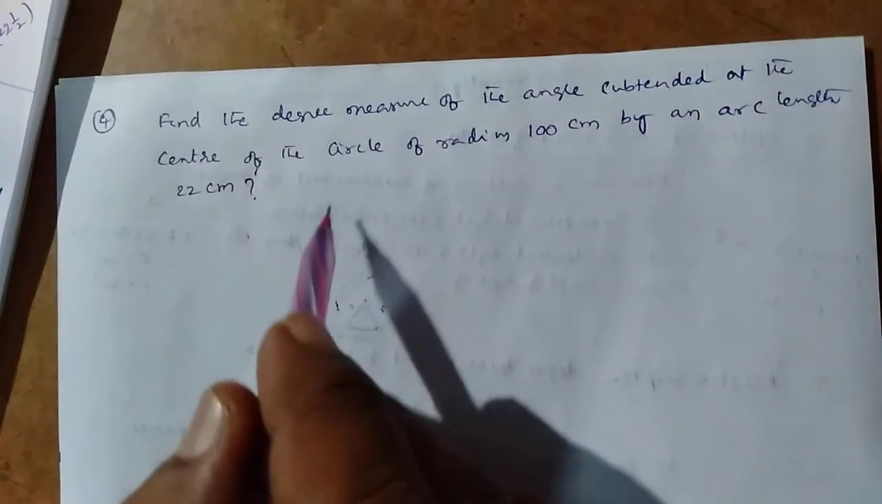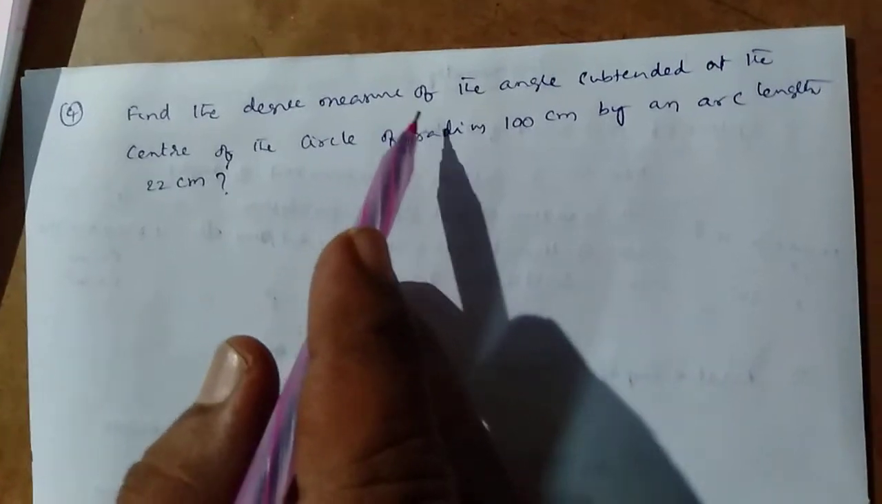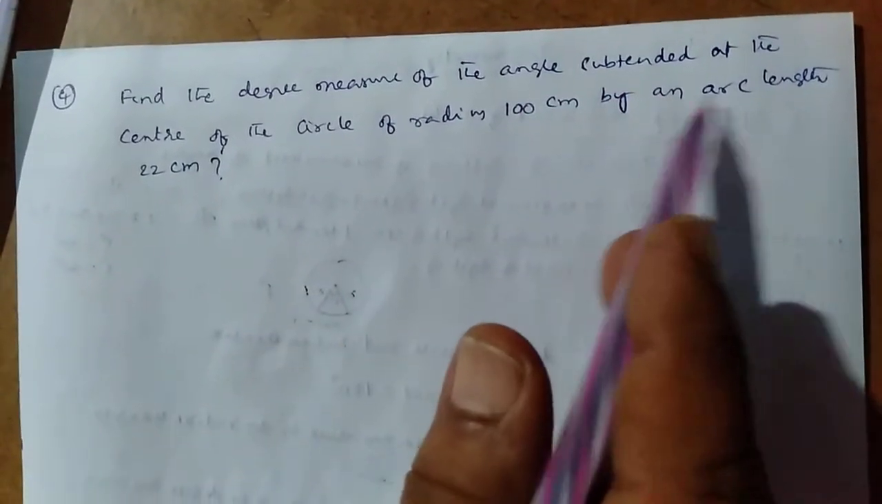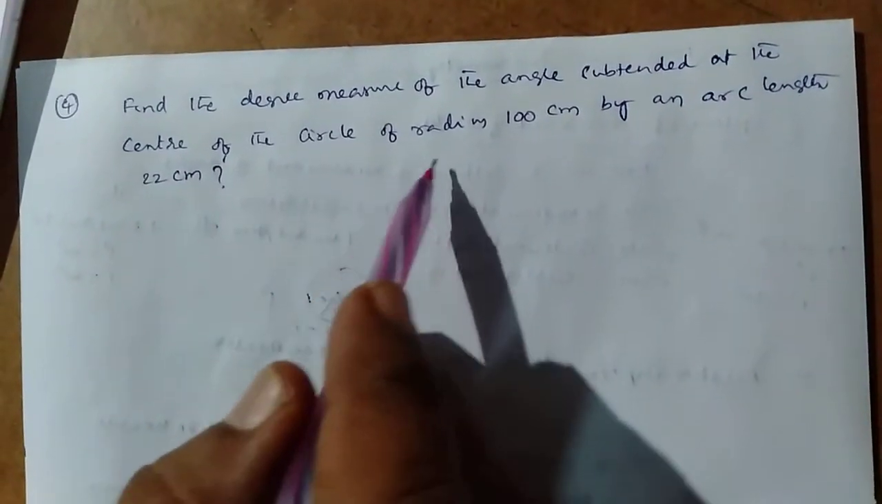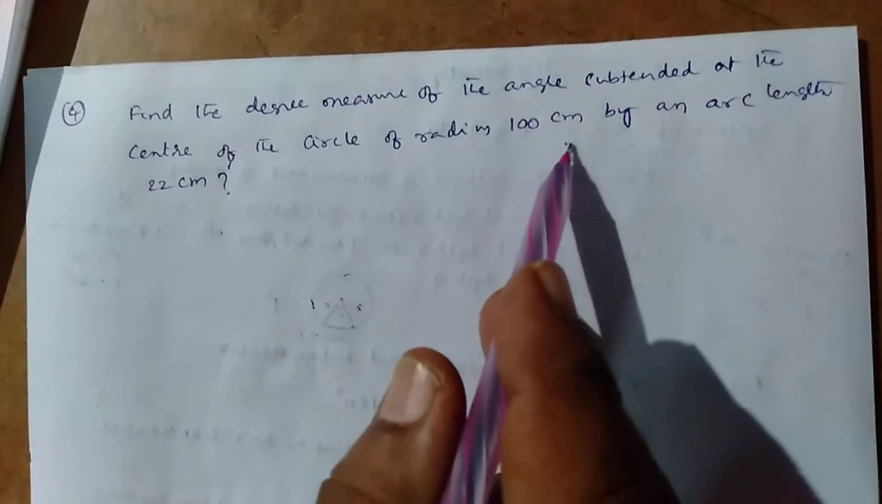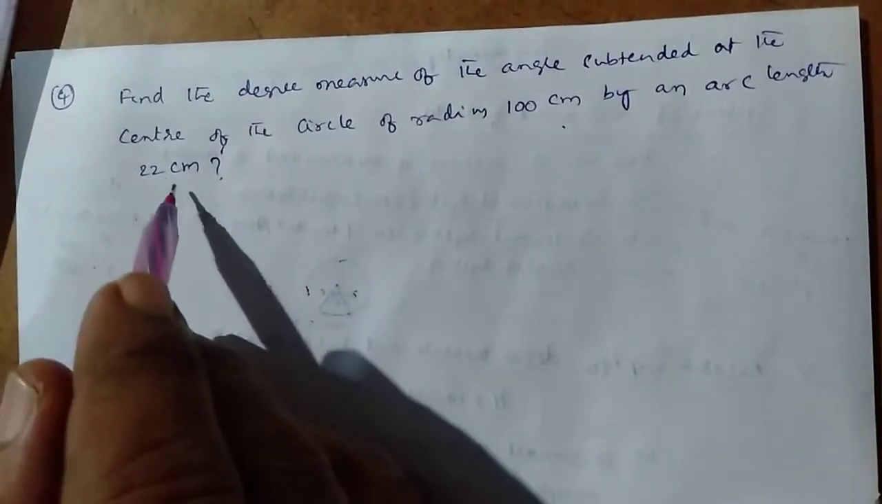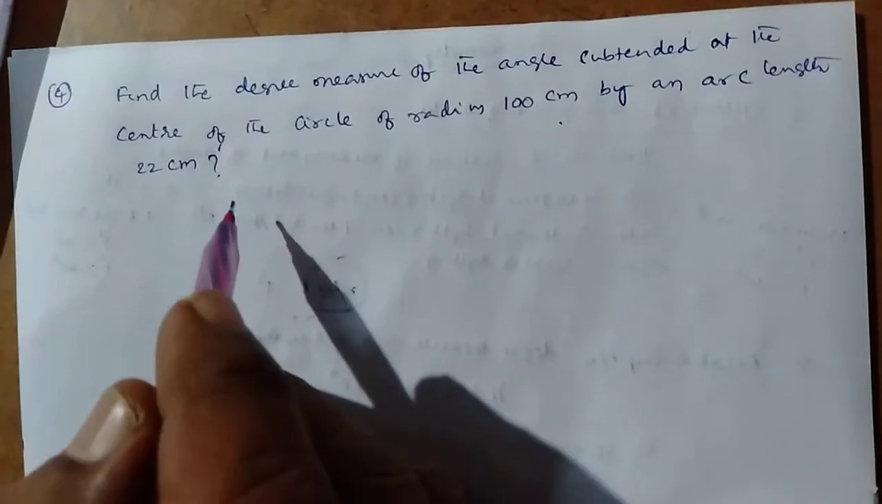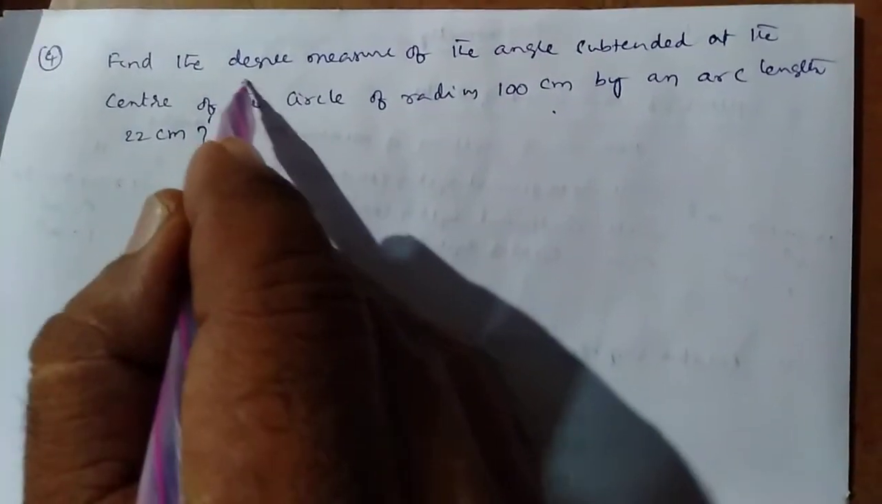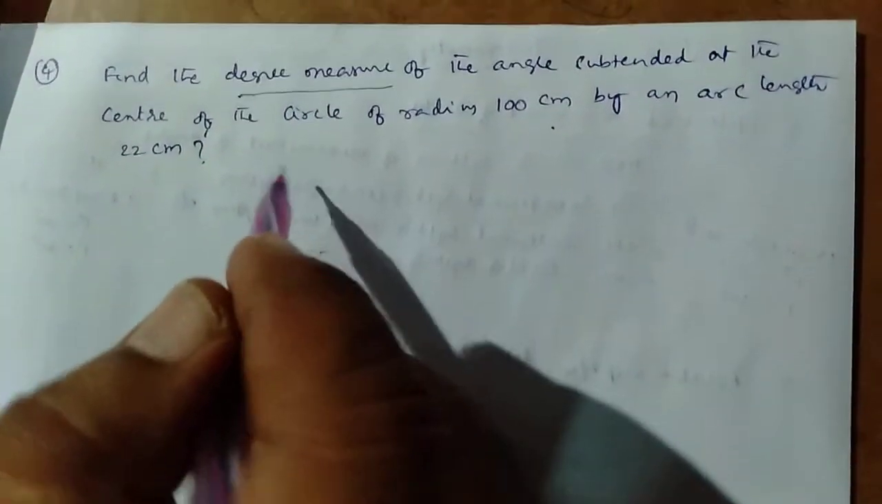Fourth problem. Find the degree measure of the angle subtended at the center of the circle of radius 100 centimeters by an arc length 22 centimeters. So you have to find the degree measure of the angle.